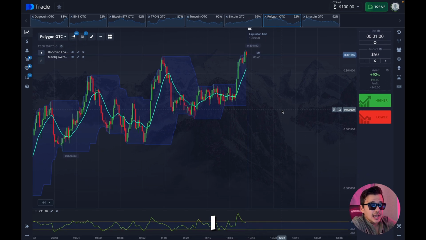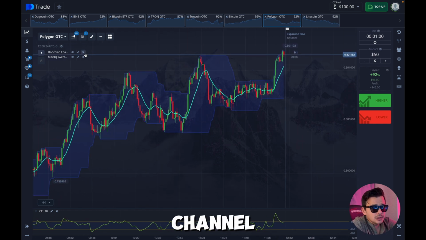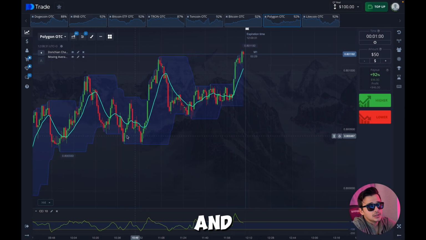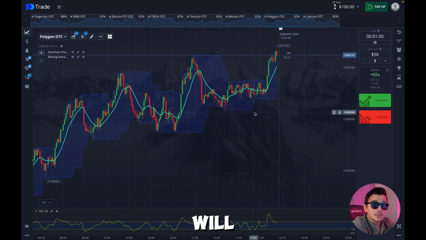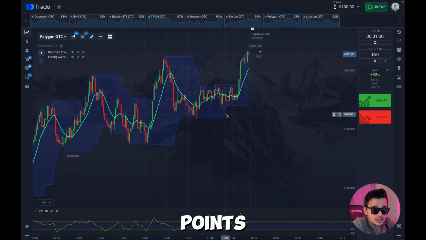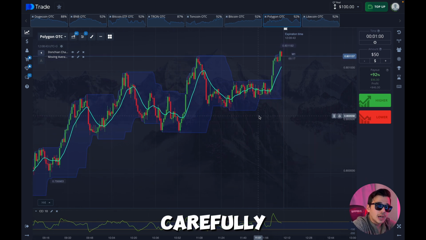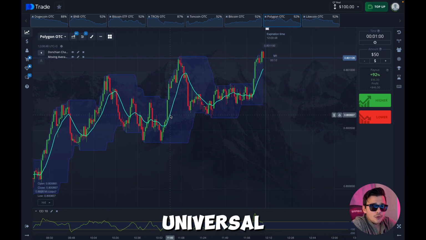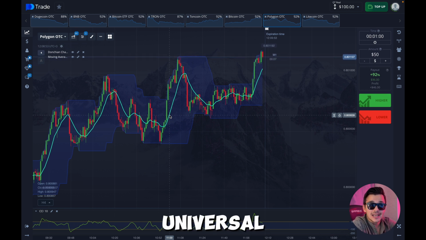For today's trade, I have selected the following selection of indicators. It is Donchian Channel with a period of 20, weighted moving average with a period of 15, and SSI oscillator also with a period of 10. My main task today will be to find the extreme points, but in addition to the pullback dynamics, I will also carefully follow the trend. This is a pretty universal strategy, and you will understand why it is universal as I trade.